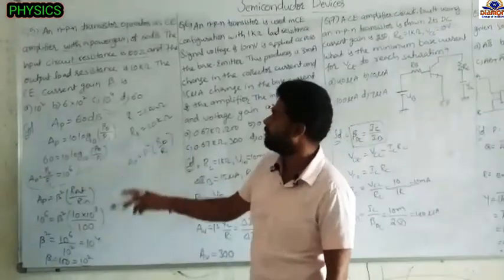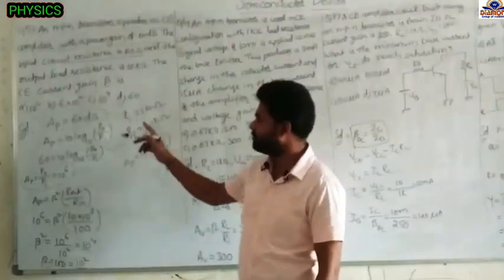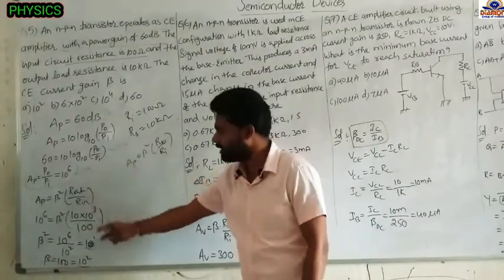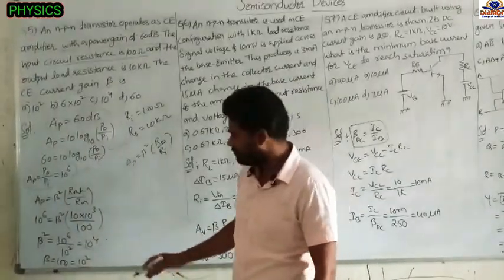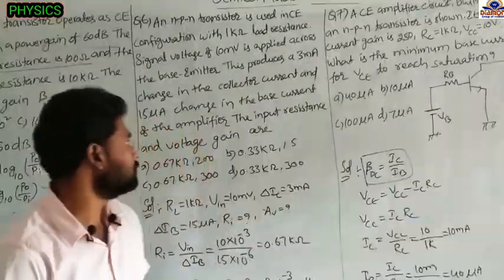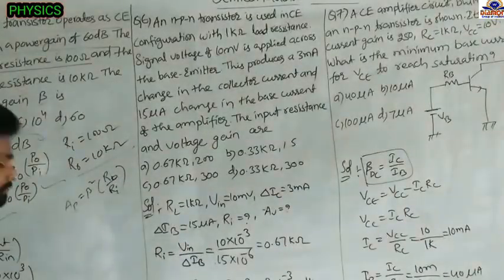In this way, solve the problem. If they give the power gain value in decibels, follow this procedure and then use the formula as usual. Okay, and then next we come to see the next question.